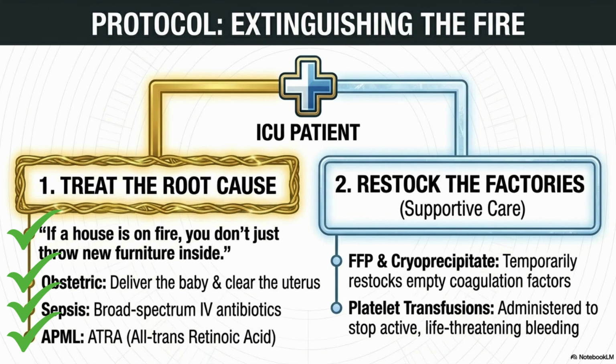Step 2. Restock the factories with supportive care. We use fresh frozen plasma and cryoprecipitate to temporarily restock the empty coagulation factors, and we give platelet transfusions to stop active life-threatening bleeding.